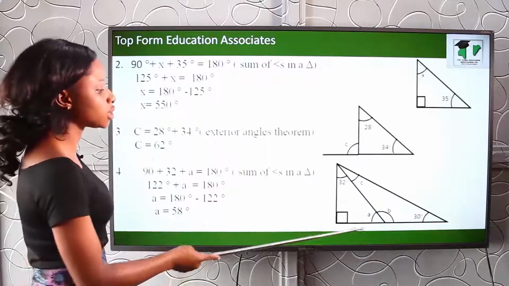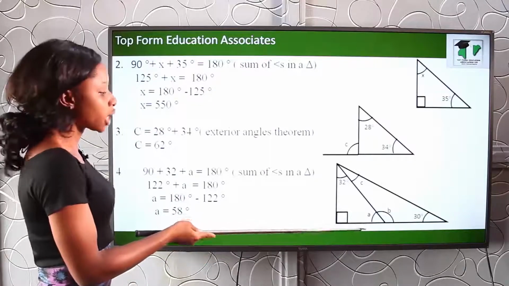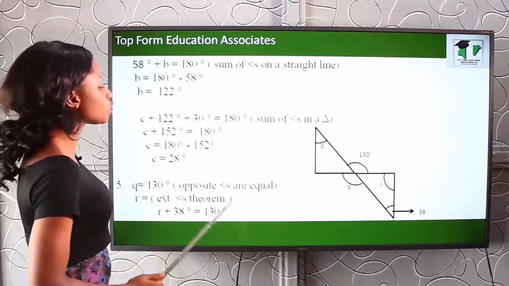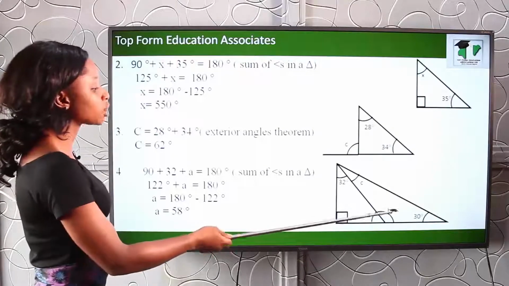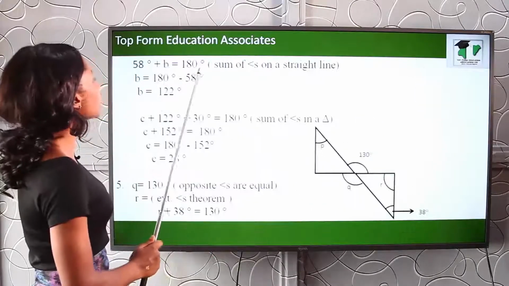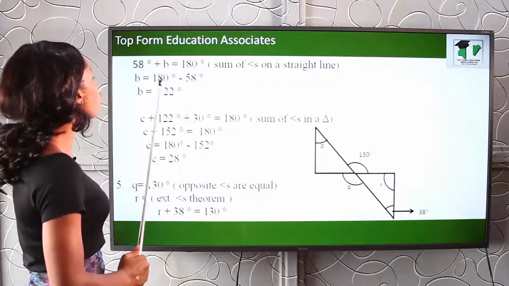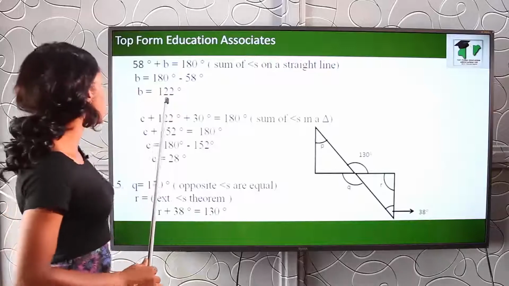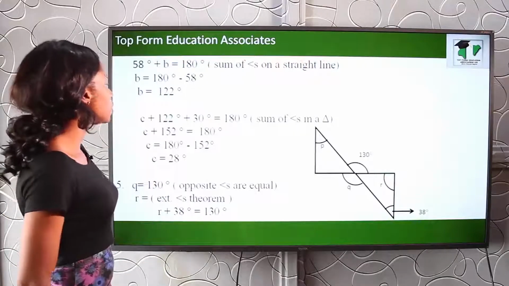If you look at this, you will see that these two angles are on a straight line. So their sum is equal to 180 degrees. So we have A as 58 degrees. Okay, so 58 plus B equals 180 degrees. To get B, you subtract 58 from 180 degrees to give you 122 degrees. So in essence, B is 122 degrees.